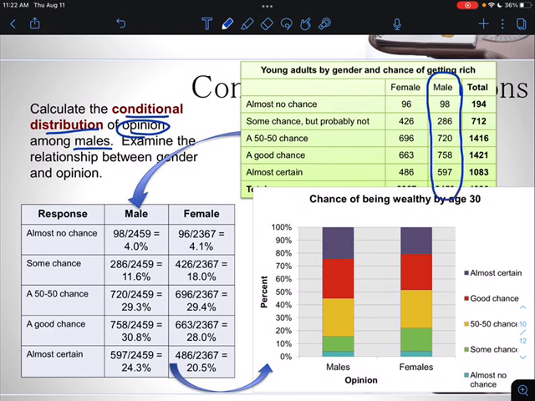So what did males believe about their economic status by the time they reach age 30? And so that corresponds to this first column here. And so as we're looking at this, there were 98 males that thought almost no chance of being rich out of, and can't see the total down here, but 2,459 total males. And then for some chance, 286 out of the 2,459, and so on. So we're just calculating the conditional distribution for males. And so we were looking at the variable, what their opinion was, and we were only looking at the males.